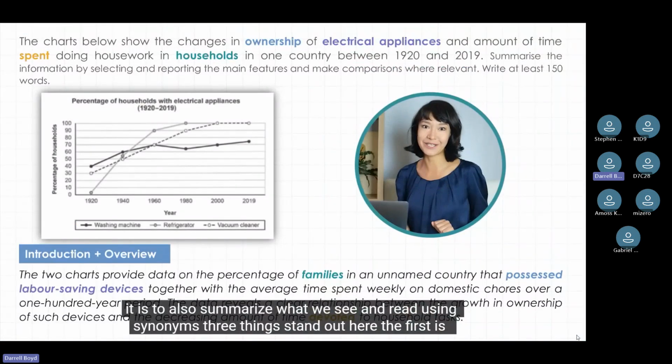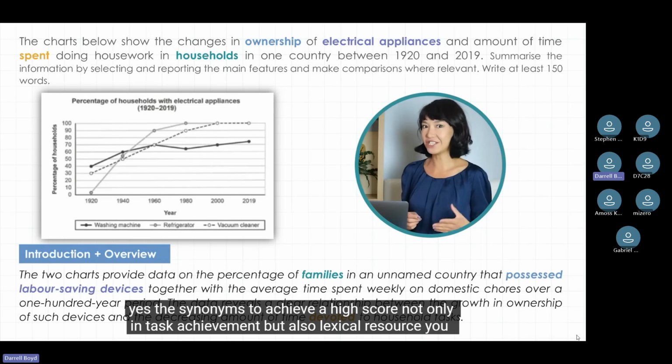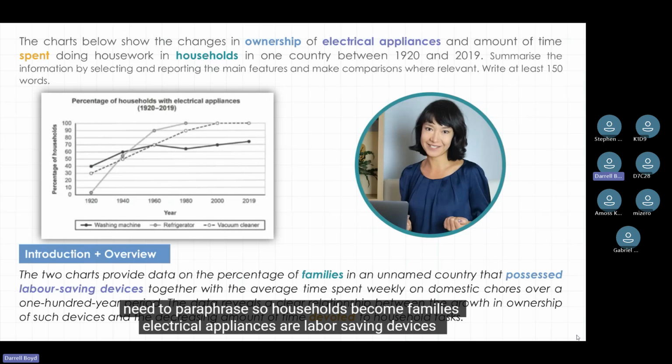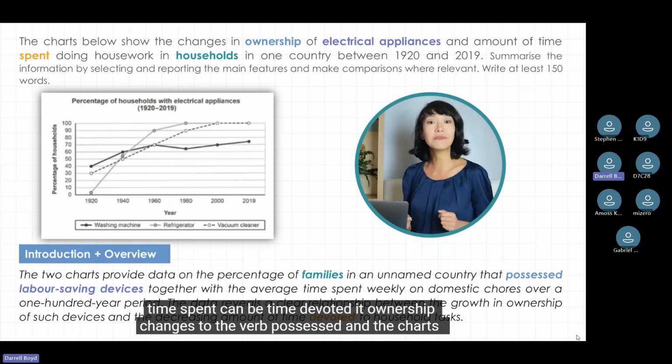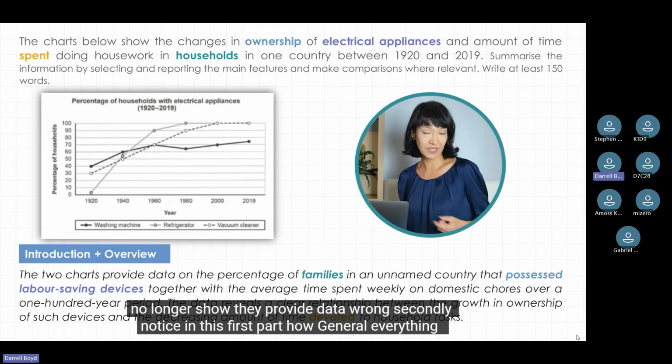3 things stand out here. The first is, yes, the synonyms. To achieve a high score, not only in task achievement, but also lexical resource, you need to paraphrase. So, households become families. Electrical appliances are labor-saving devices. Time spent can be time devoted. Ownership changes to the verb possessed. And the charts no longer show, they provide data on.